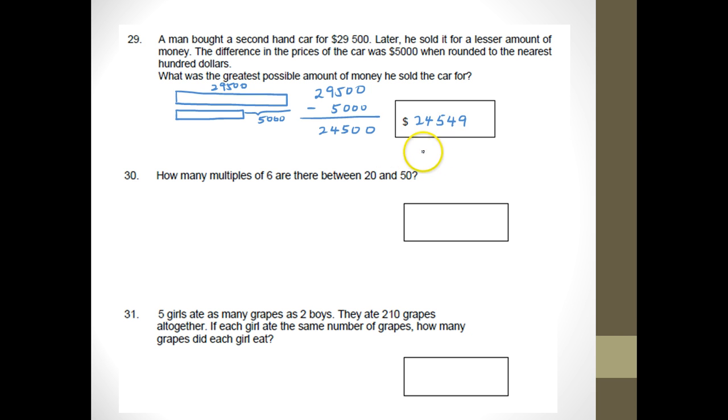Okay? Next. How many multiples of 6 are there in between 20 to 50? So I know multiples of 6 between 20 to 50 are 24, 30, 36, 42, and 48. So there are 1, 2, 3, 4, 5.